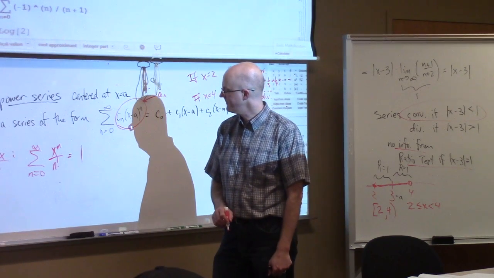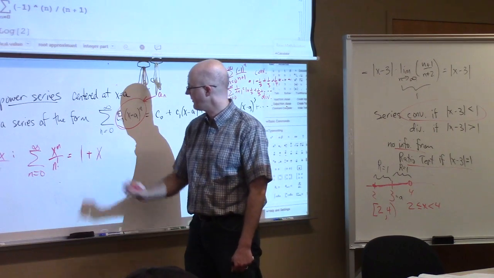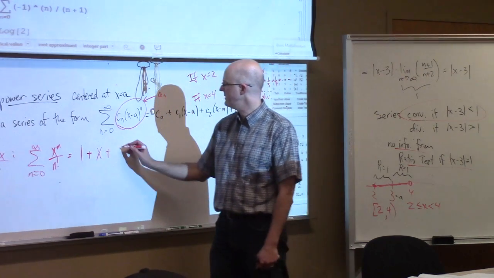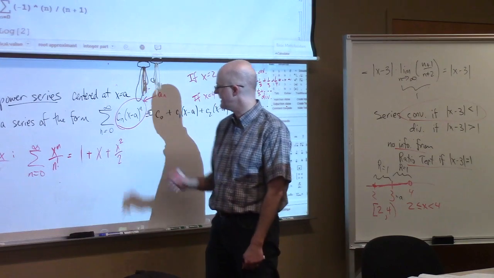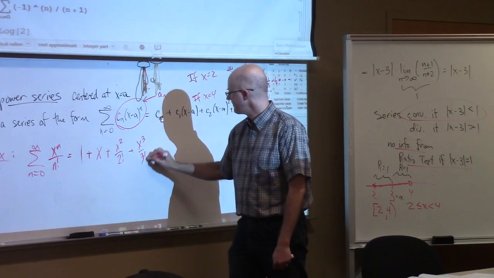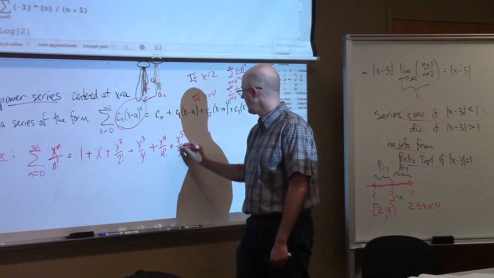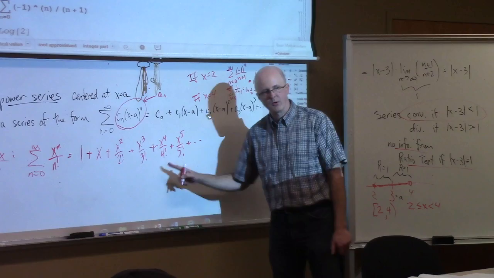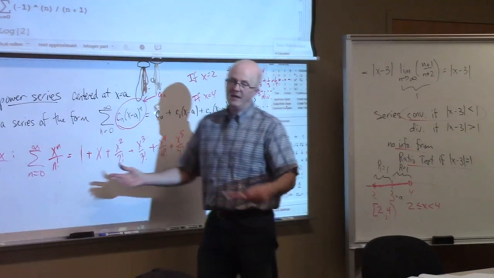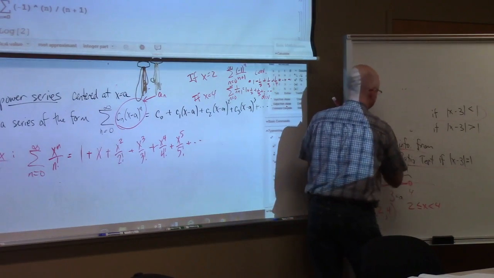0 factorial is 1. When n is 1, you get x to the first over 1 factorial. 1 factorial is also 1. When n is 2, 2 factorial is 2, so you get x squared over 2 factorial. Well, let's go ahead and write it as a factorial, 2 factorial, etc. Three factorial is 6, 4 factorial is 24, 5 factorial is 120, etc. You can figure that out. What's the interval of convergence and radius of convergence for this example? Use the ratio test.